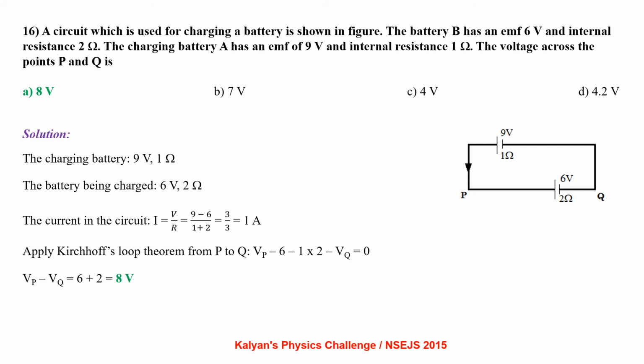The current in the circuit is I equal to V by R, that is 9 minus 6 by 1 plus 2, that comes out to be 1 ampere. Applying Kirchhoff's loop theorem from P to Q, we get Vp minus 6 minus 1 into 2 minus Vq equal to 0, which gives us Vp minus Vq equal to 8 volt.